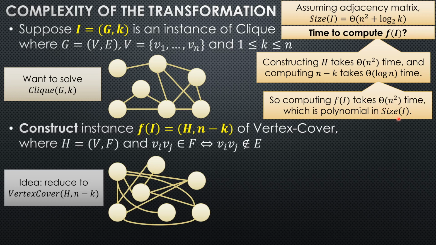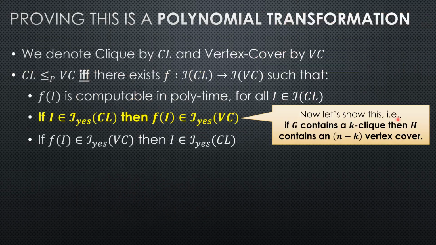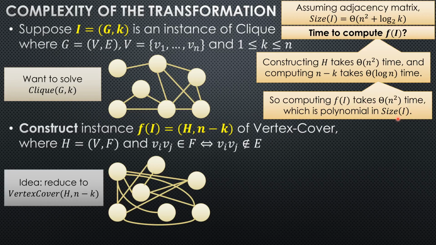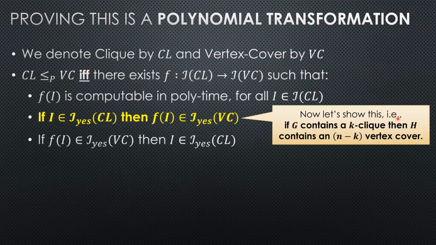This is less than or equal to the size of I to the c for some constant c. Any theta of n squared is less than or equal to big O of the size of I to the c for some c. Okay, that's the formal statement. So we've shown that this is a polytime transformation, but is it a correct transformation? Let's show this bolded line next.